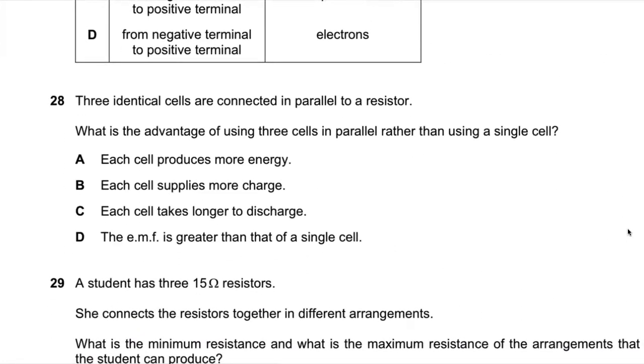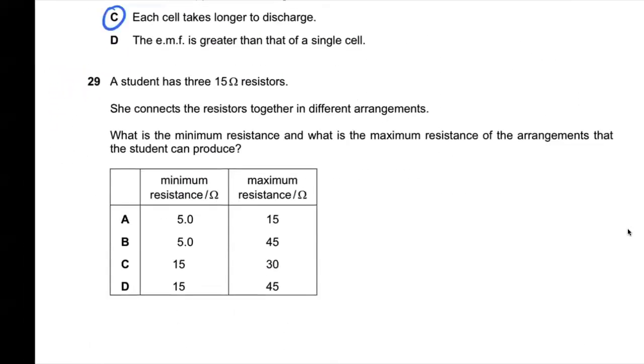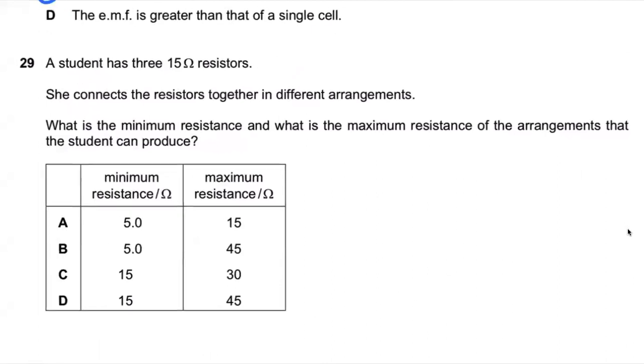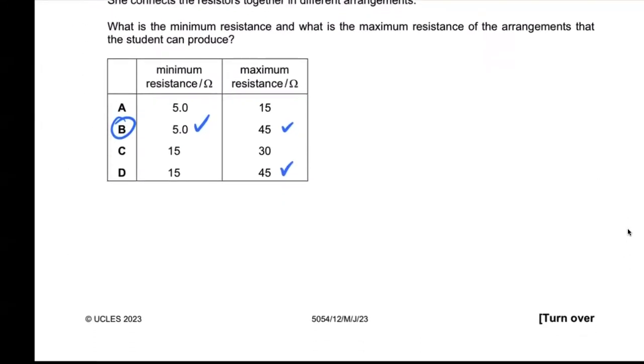I guess we have done this, but still, what is the advantage of using 3 cells in parallel rather than a single cell? It's because it lasts longer, takes longer to discharge. This is also not very difficult. Max resistance is all of these in series, so 3 times 15, which is 45. And the min resistance is all of these in parallel, which would be 15 over 3, which would be 5. So that's this.